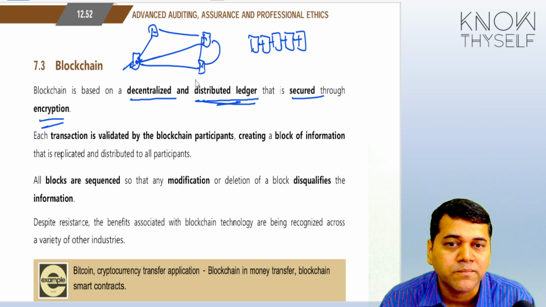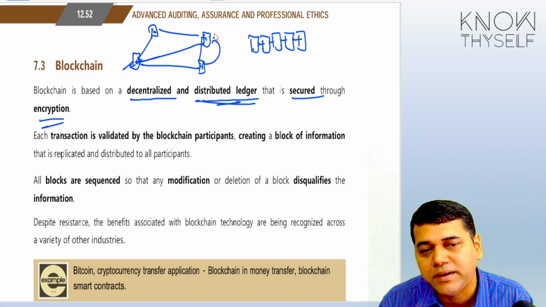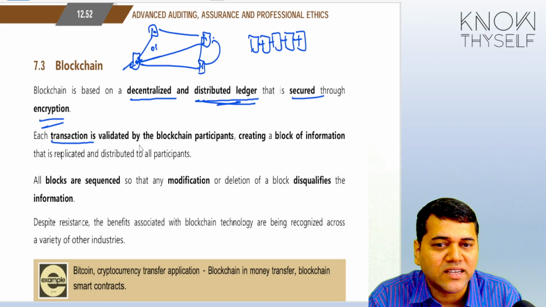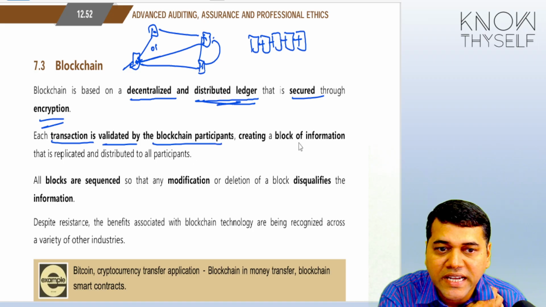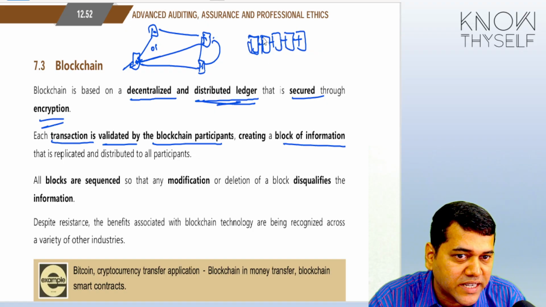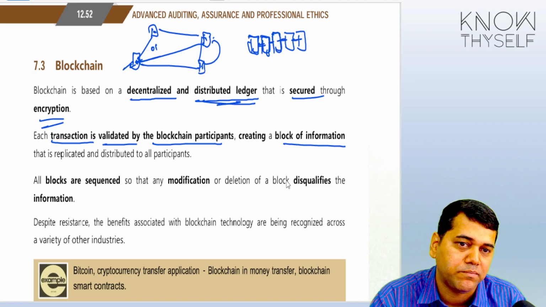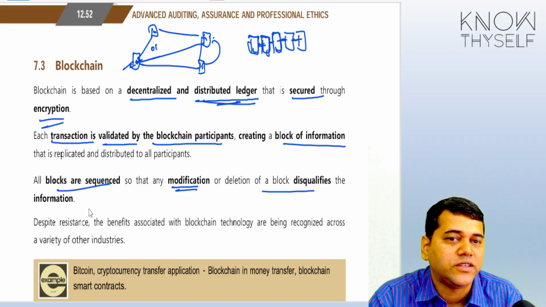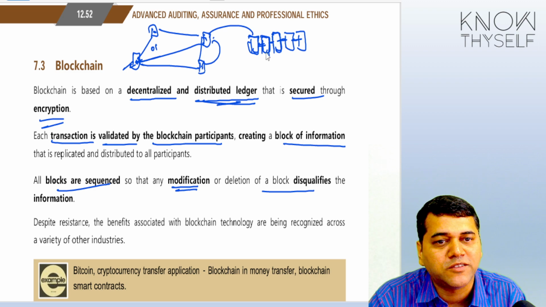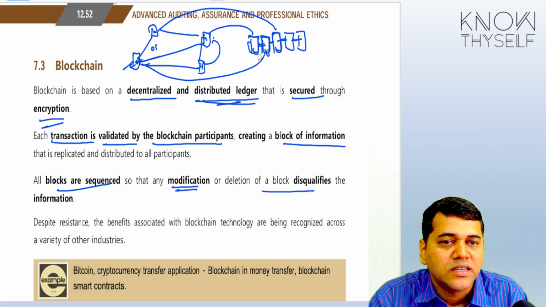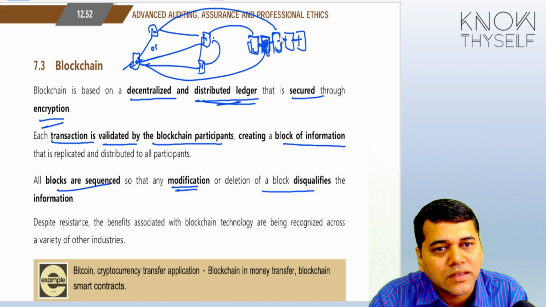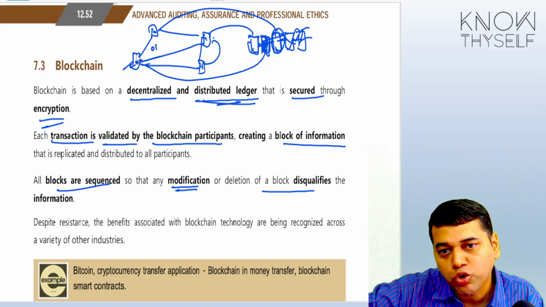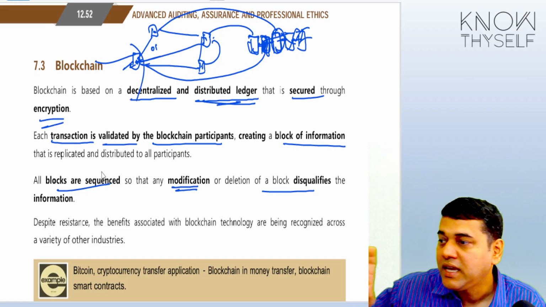The moment any transaction happens, automatically the ledger gets updated in every system because it's just a matter of digits now, 0 and 1. It gets updated everywhere. Now, each transaction is validated by blockchain participants, creating a block of information. One block of information gets created like this, and someone will validate and interconnect them. Blocks are sequenced so that any modification or deletion in the block disqualifies the information. That means this block belongs to this entity, this block belongs to this entity. The moment I go back and change anything, all these blocks will get disrupted. Somebody will easily figure out that so and so person made a manipulation, and we will throw him out of this organization. He is no more part of my network because he is trying to manipulate the block.